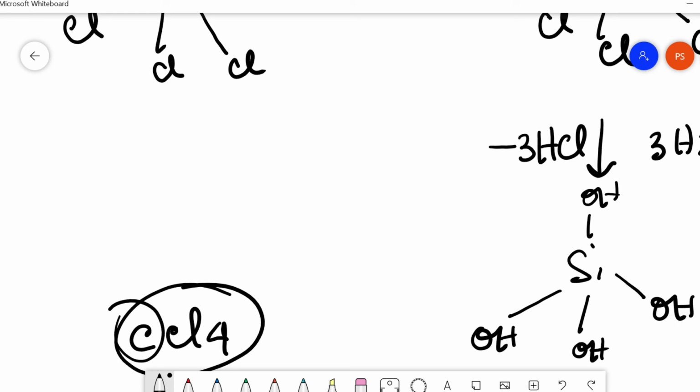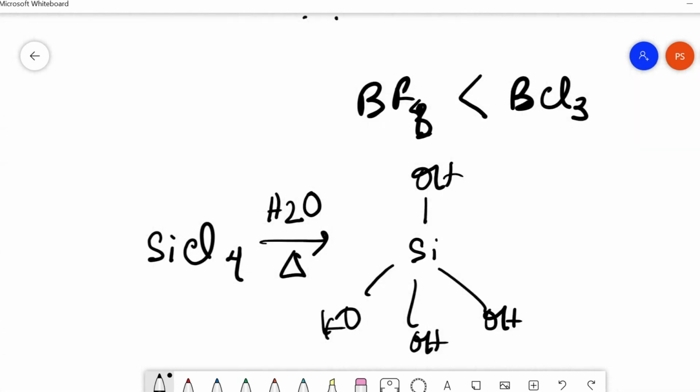In fact, the entire valence shell is filled for carbon in the CCl4 molecule. That's why, as evident from the hydrolysis mechanism, CCl4 cannot hydrolyze, but SiCl4 can hydrolyze. Now let's look at the last question.